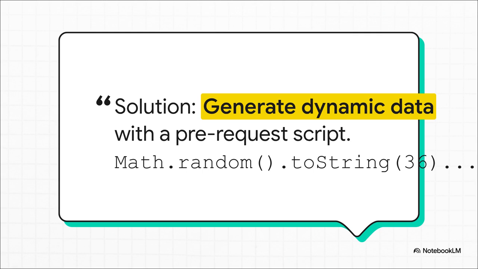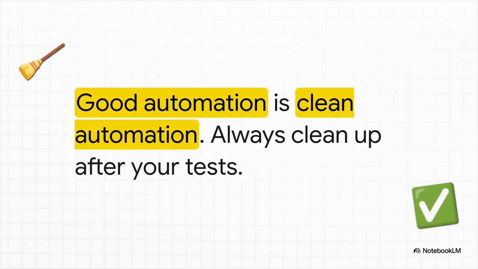The solution is actually pretty slick. You just generate new data every single time you run the test. With a little pre-request script, like this one-liner in JavaScript, you can create a totally random string. Tack that onto an email address, and voila, a brand new, unique email for every single test run. Problem solved.